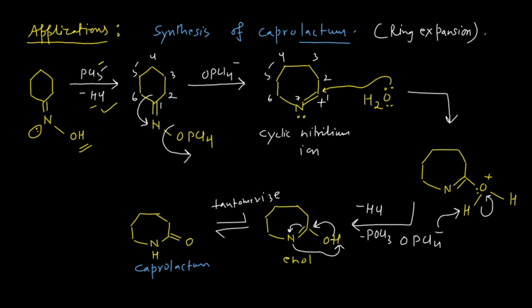And you know, this caprolactam is a very important starting material in the synthesis of nylon 6. It is a very important application. So how can you get this nylon? It is again very simple. What you can do, you can react with, say, concentrated NaOH or an aqueous solution of NaOH, right?